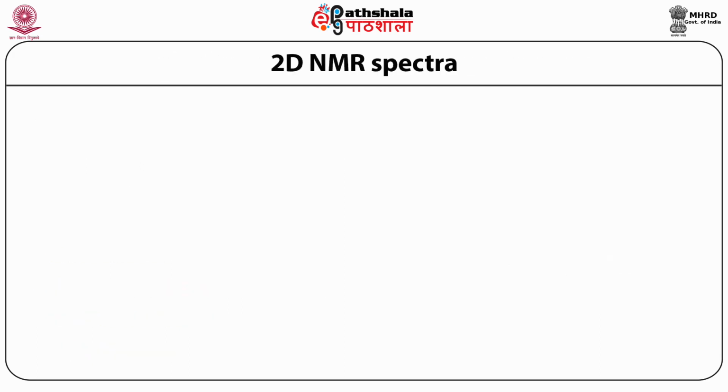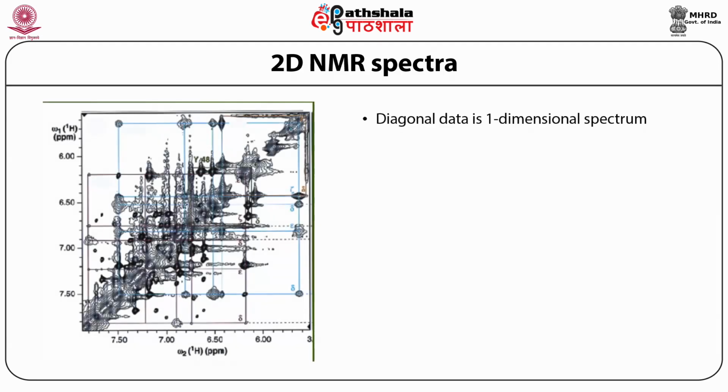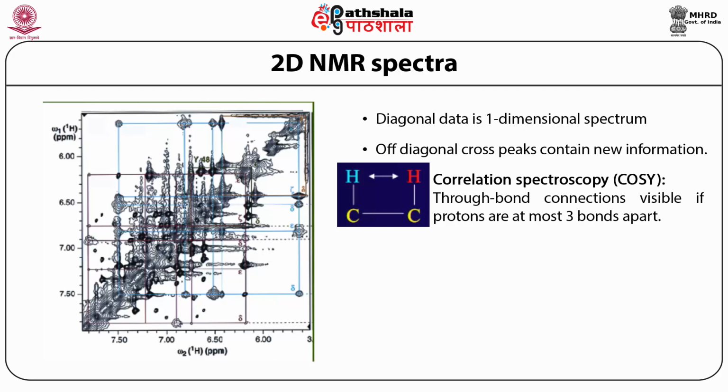Two-dimensional NMR spectra give more information than one-dimensional NMR spectra. On the left side I am showing you an example of a 2D spectrum. The diagonal part is basically a one-dimensional spectrum. The cross peaks contain new information, that is, which hydrogen atom is close to which hydrogen atom. Correlation spectroscopy gives information about protons which are connected by 3 bonds apart. So you can see the nearby hydrogens and what kind of orientations they have.